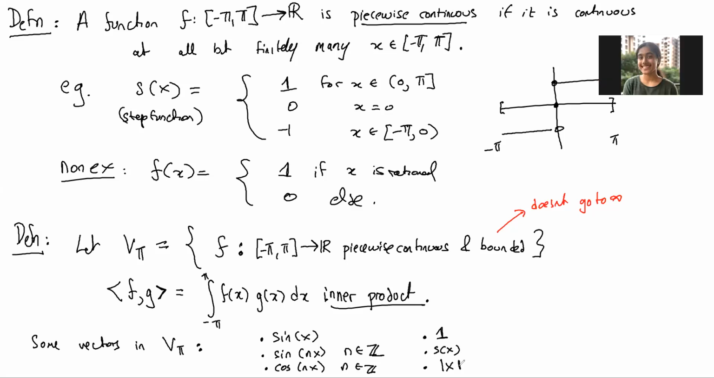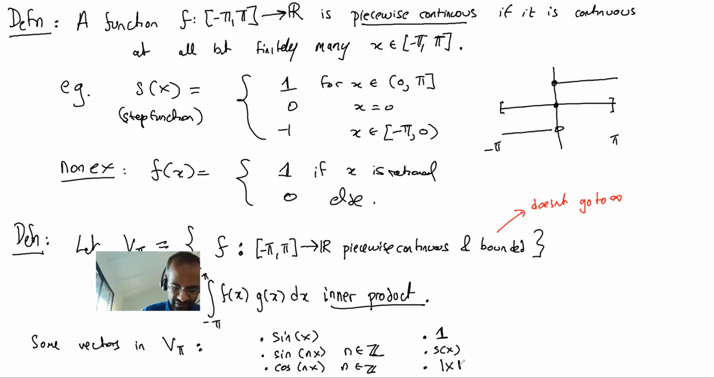Aren't sine x and cosine x continuous, not piecewise continuous? Yeah, so every continuous function is also piecewise continuous, right? Because the finitely many could be 0. So this includes continuous functions.